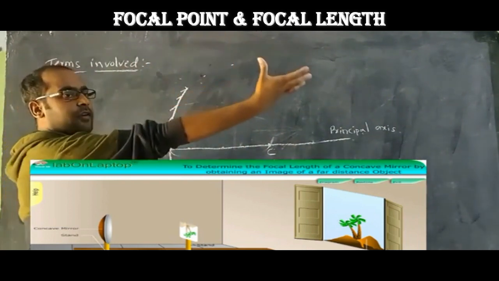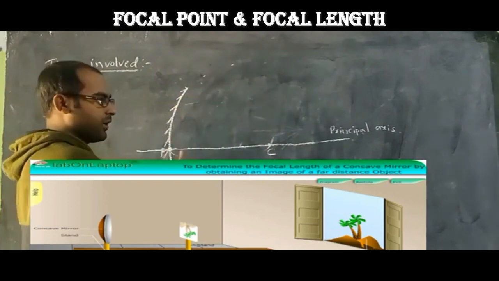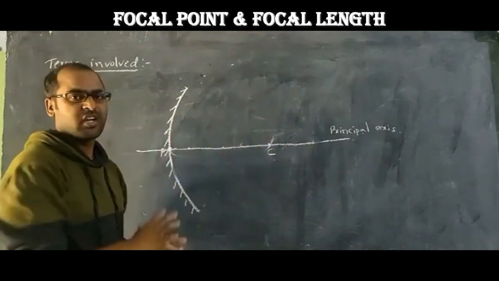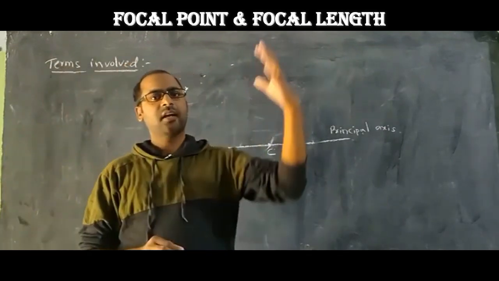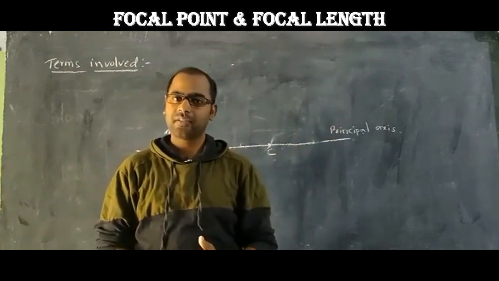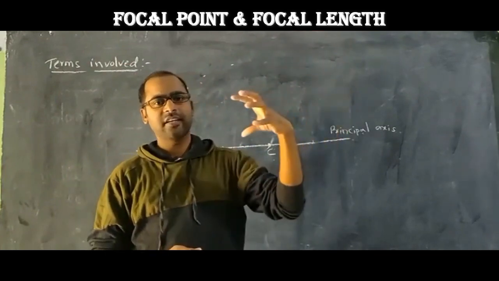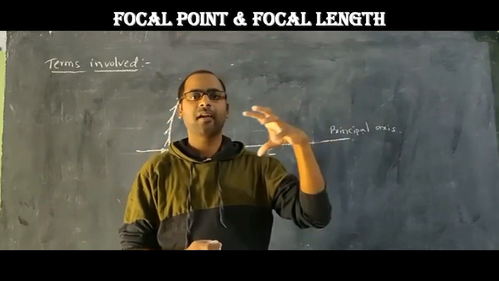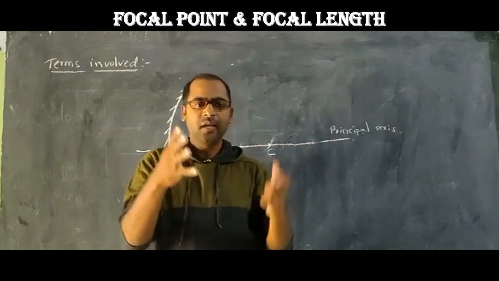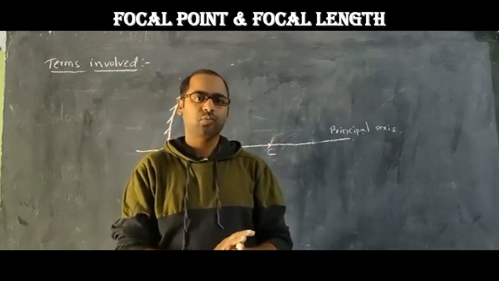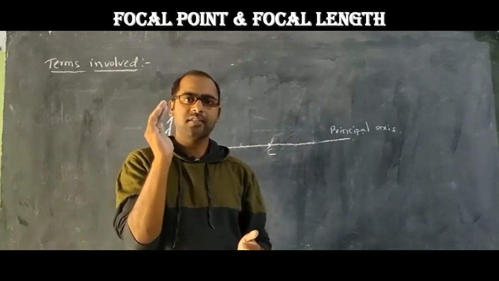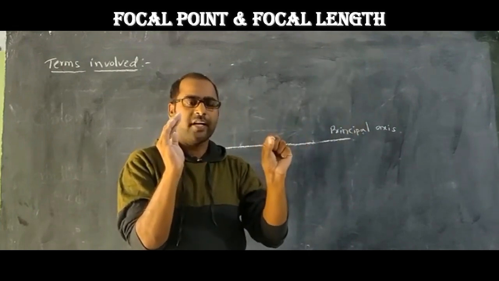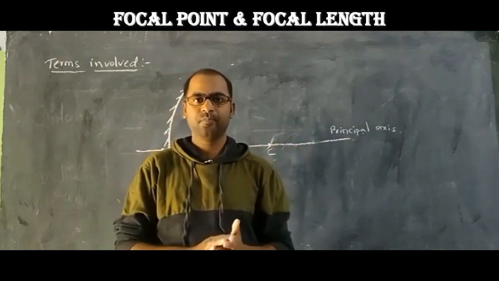Whenever the object is far away from the mirror, all the rays coming from that object are parallel to the principal axis, just like the sun. Sunlight, the sun is far away from us, so it emits sun rays which are parallel to each other, and you can do the same activity with sun rays also. If you place the concave mirror in sunlight, it captures the sun rays and focuses a bright spot on the screen or paper.